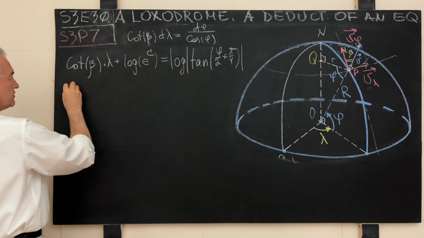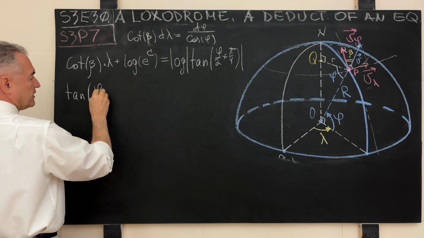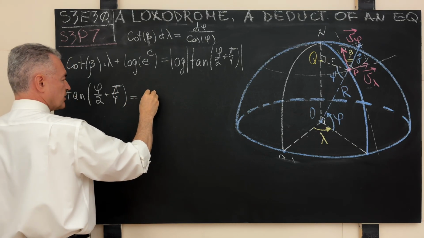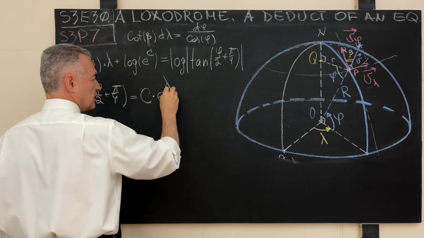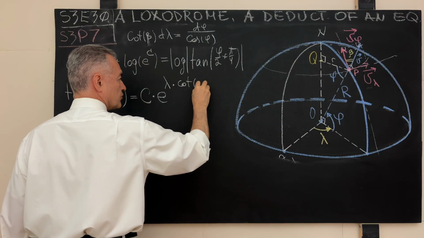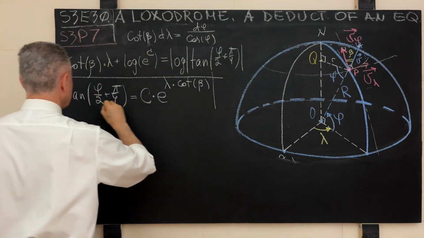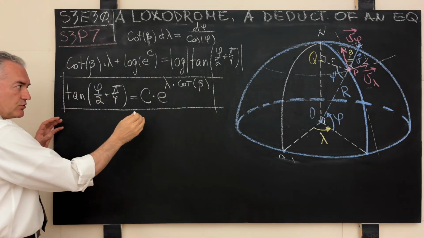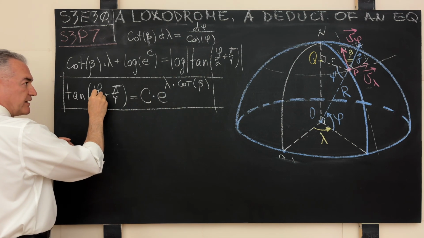We will have the trigonometric function of tangent of latitude half plus pi over 4 equal to some constant c, times e raised to the power longitude, lambda, times the trigonometric function of cotangent of beta. In some sense, this is the equation that you were expected to generate on your own. A functional relation that ties together the longitude and the latitude of the point.